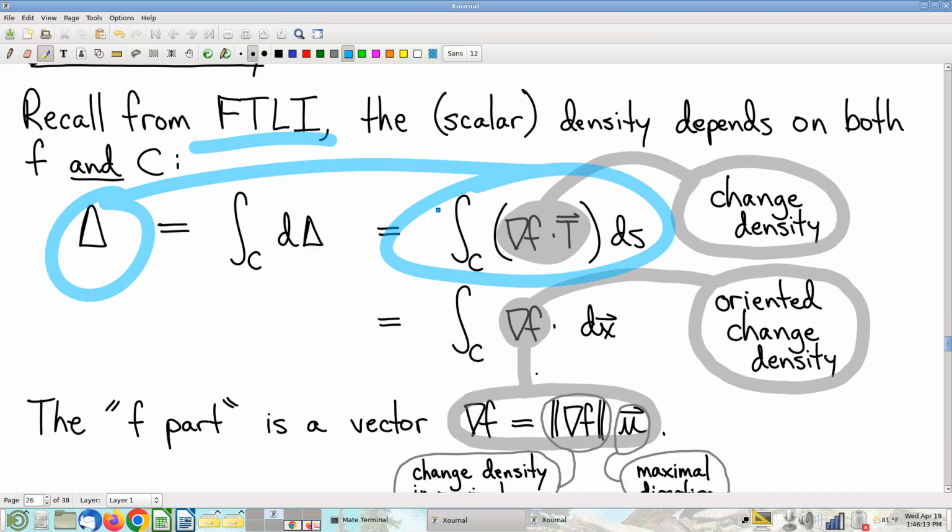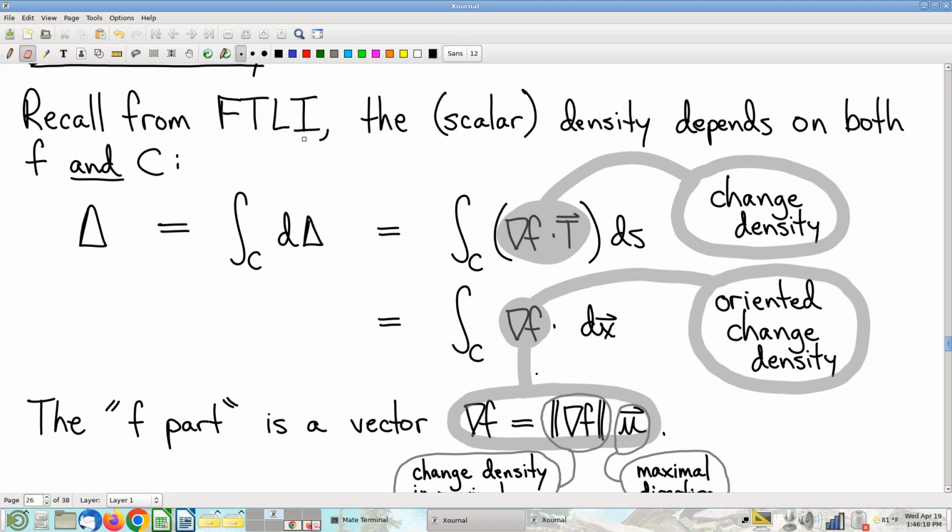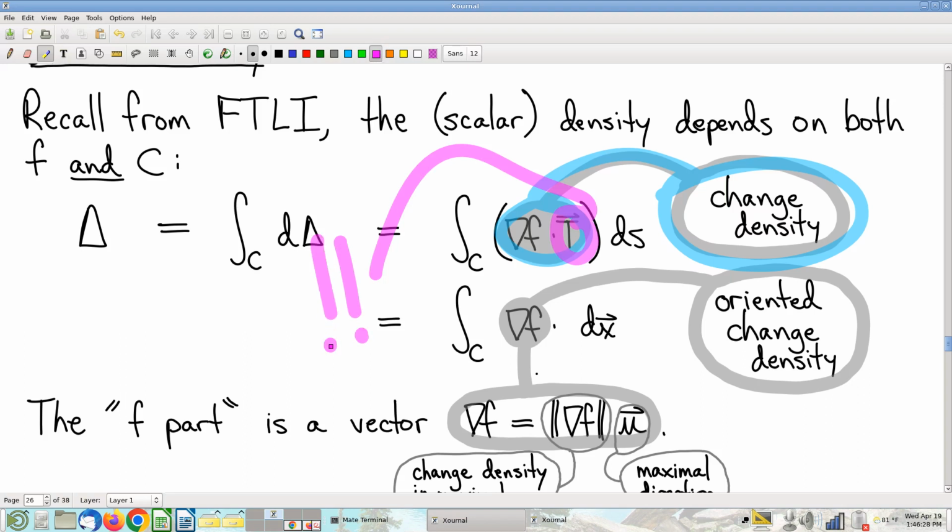Here's our fundamental theorem of line integrals, and if you look at the corresponding density, keep in mind we're computing change, so this is a change density. There is a dependence on the orientation. There it is, right? So, not our first time.